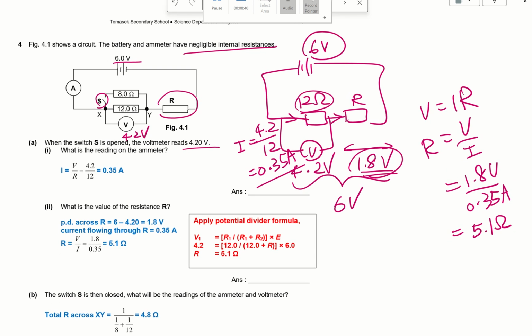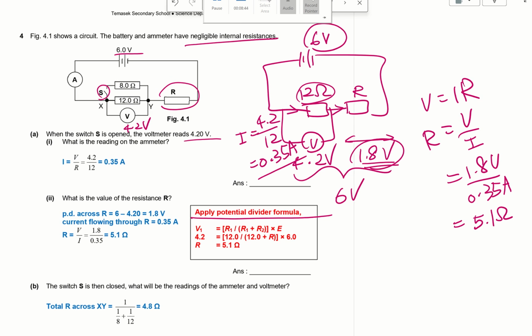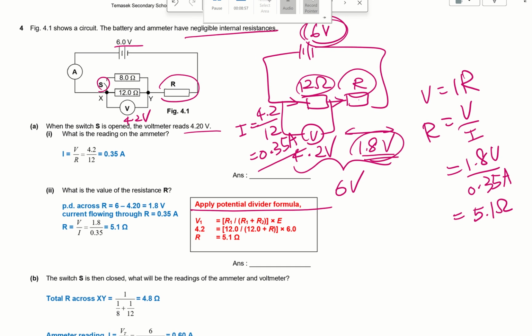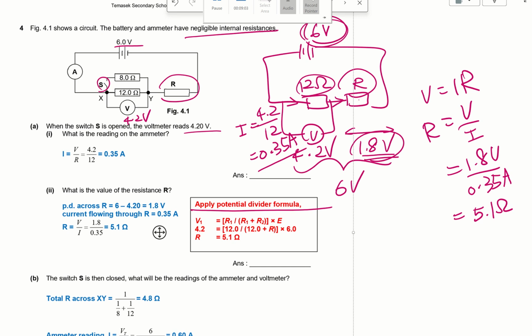Okay, or I can apply the potential divider formula, because R1 over let's say R over the sum of 12 ohm and R multiplied by the available voltage will be equals to the EMF. Okay, hold on, I think there is something wrong with this. Oh, it's okay, it's okay. Yep, because they are using R1 as the 12 ohm.